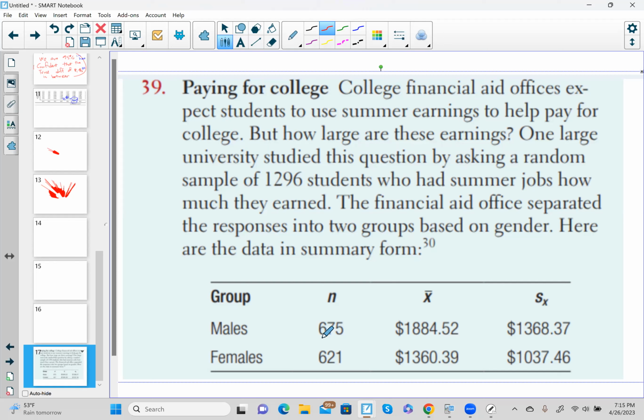This problem is titled Paying for College. College financial aid offices expect students to use summer earnings to help pay for college. But how large are these earnings? One university studied this question by asking a random sample of 1,296 students who had summer jobs how much they earned. The financial aid office separated the responses into two groups based on gender. And here are the data in summary form.